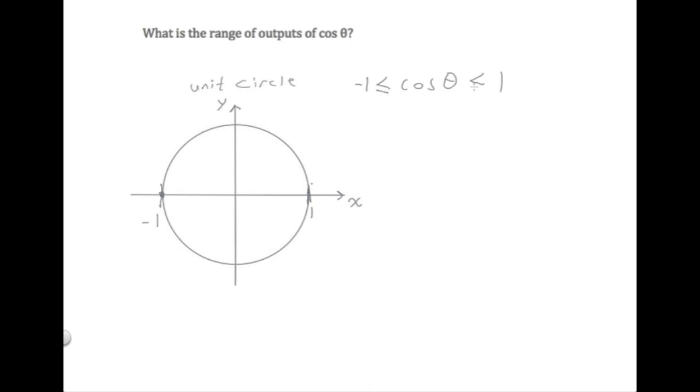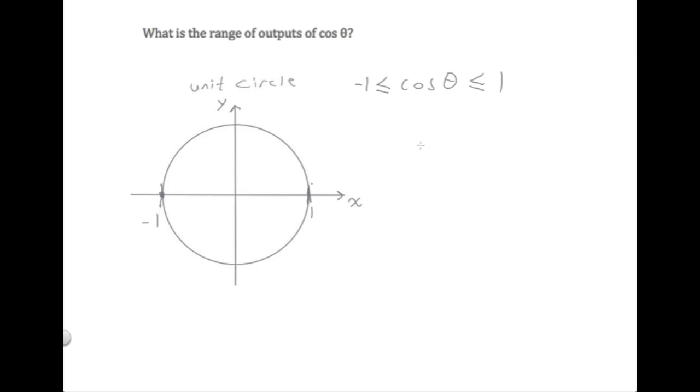Actually, I should say it's less than or equal to 1 and greater than or equal to -1, because it can equal those boundary points. The cosine of 0 would be 1, and the cosine of 180 would be -1. So this is the range of outputs for cosine theta.